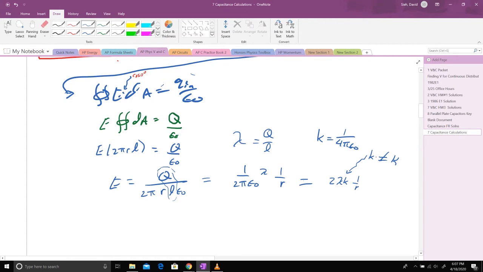So using lowercase k in a capacitor problem is probably not a good idea, because people might confuse it and think it's your kappa, your dielectric constant. We use the symbol kappa, and kappa looks too close to lowercase k or capital K. So I try not to use lowercase k in problems like this.